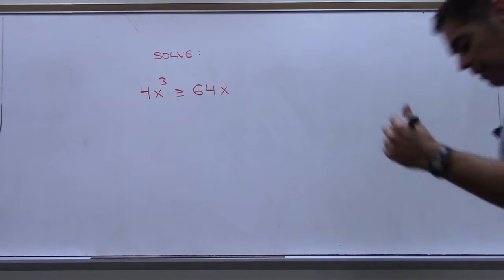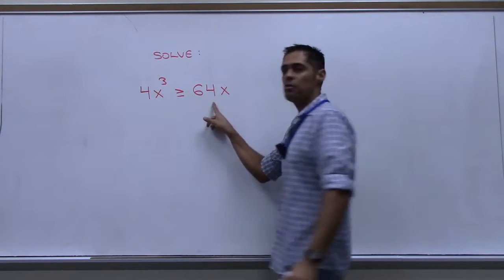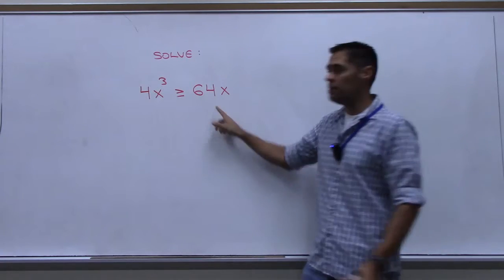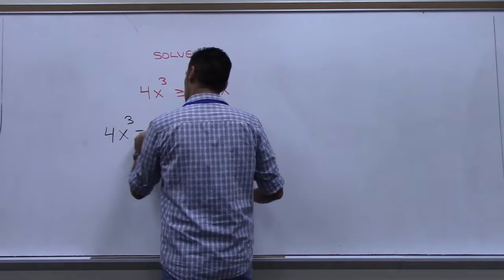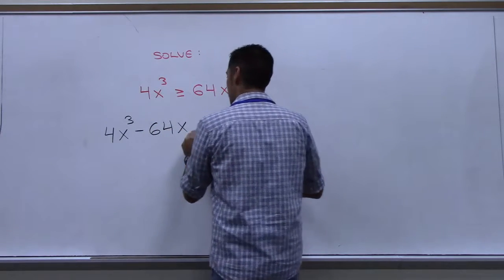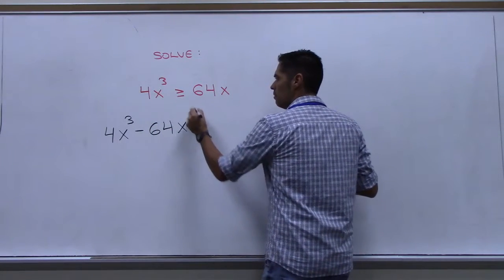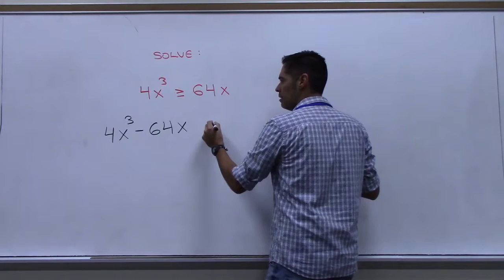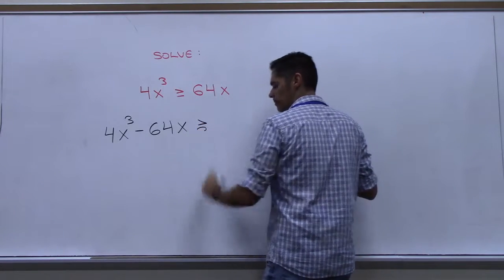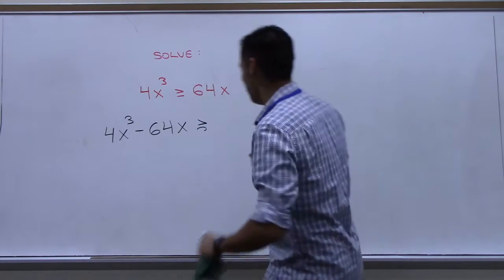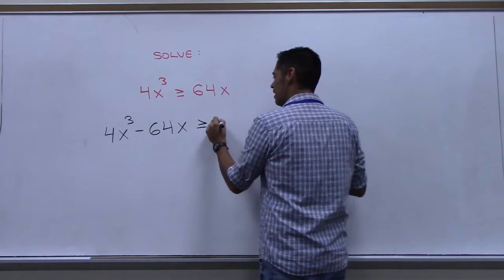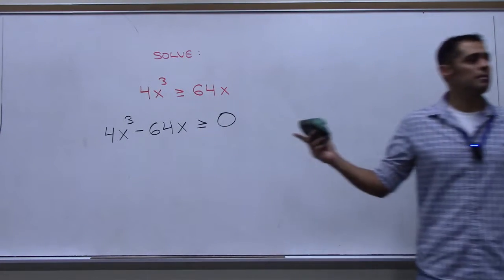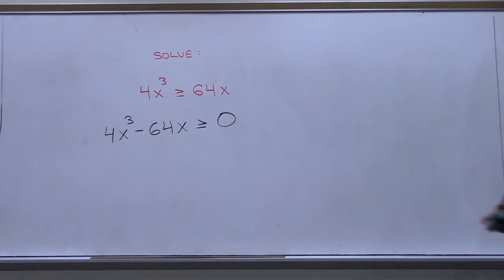All right, so you're saying move everything to one side. So I'm going to subtract 64x from both sides? Yes. All right, I'm going to follow your lead here and see what happens. What do I need to write here? Greater than or equal to 0, right? Everyone agree? Yes. Okay. Factor out 4x.